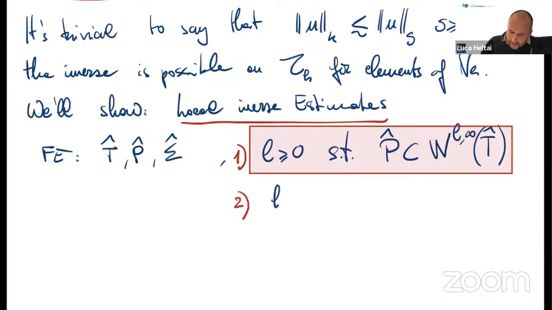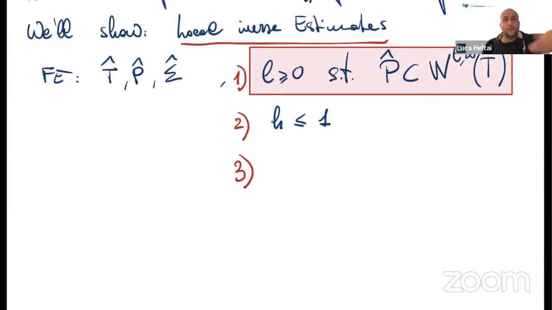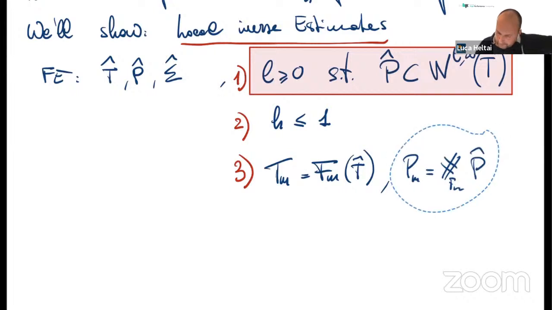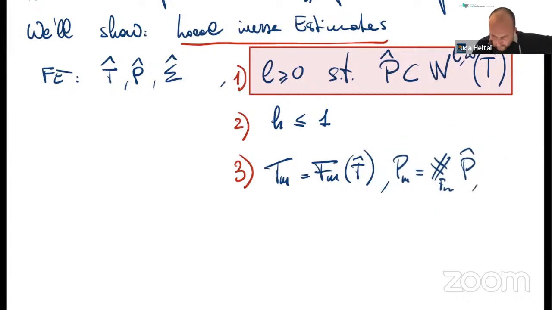Now property number 2: we assume H is going to be smaller or equal than 1, and H is the size of all the various things. And we are assuming that this local finite element space generates a global finite element space, which is transformed through T_m equal F_m of T hat, and P_m is equal to the push forward through F_m of P hat, and the same is valid for sigma hat, push forward through F_m of sigma with respect to sigma hat.